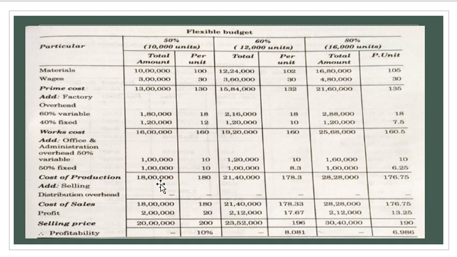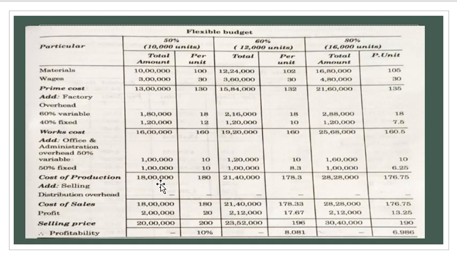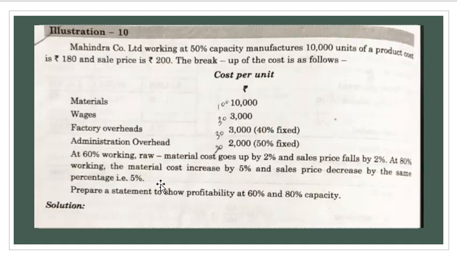So now along with this we will add up selling and distribution overhead, but in the question they have not given any information about selling and distribution overhead. So we will directly take it as cost of sales. So with the cost of sales, we will add up the profit. Before we add up the profit, they have clearly stated that the sales price will fall by 2% for 60%, and for 80% it will fall by 5%.